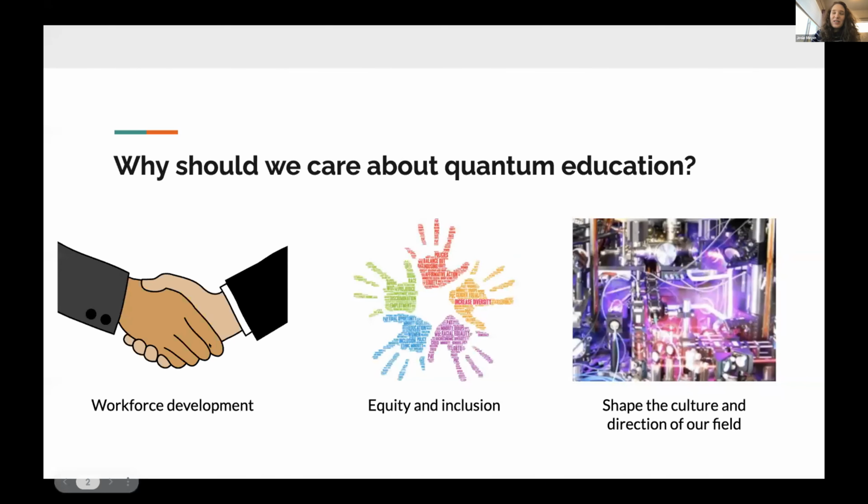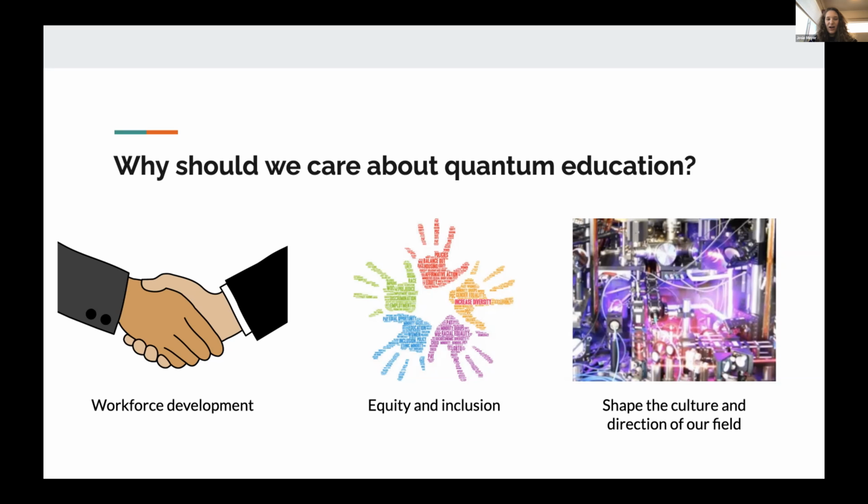I probably don't need to spend too long on this for you all, but why should we care about quantum education? And particularly, why should we care about this now? Well, obviously, there's the workforce development aspect. If we want students to have the right skills to build this workforce that we're working to develop, we want to make sure that quantum education is effective. We're throwing a lot of money into creating quantum computing courses and quantum information science degrees. Let's make sure that we're actually doing what we hope they do, and doing so as effectively as possible.